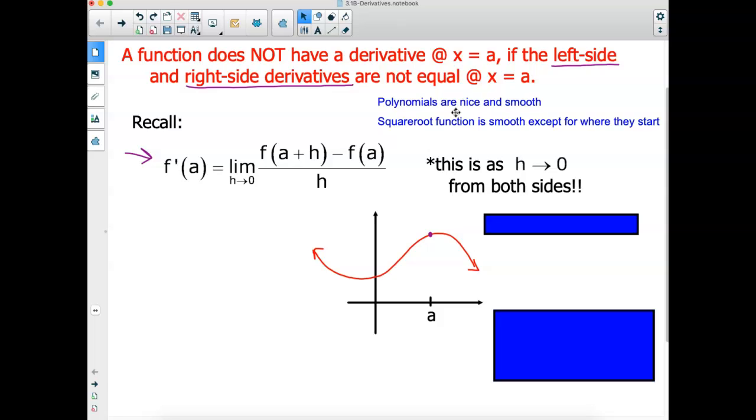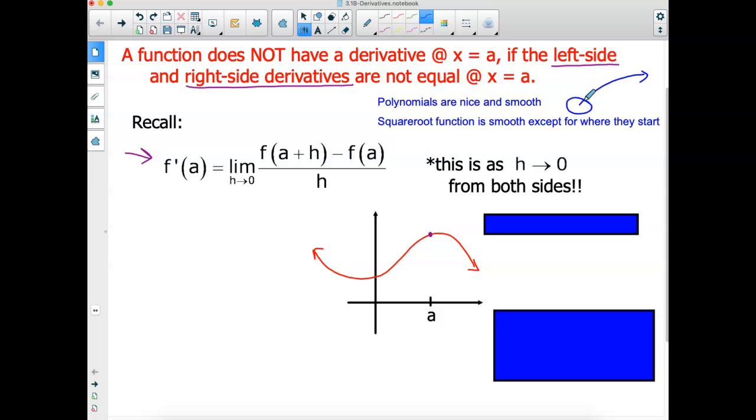We also have the square root function, okay? The square root function I like to think of as a hook, okay? Because it's a hook, it starts somewhere and it goes off. Now, that square root function is nice and smooth everywhere except where it starts. It's got a really sharp point where it starts, okay? So, bottom line, what we're doing is figuring out how to show a derivative does not exist.